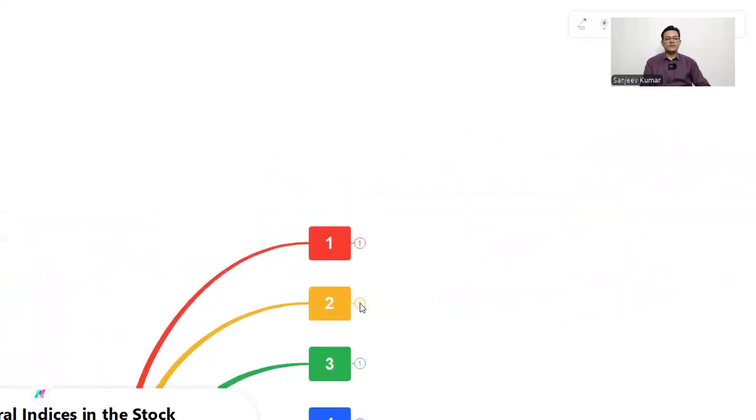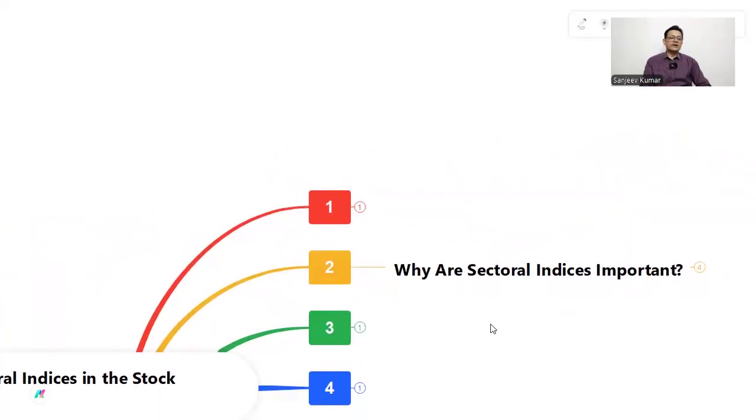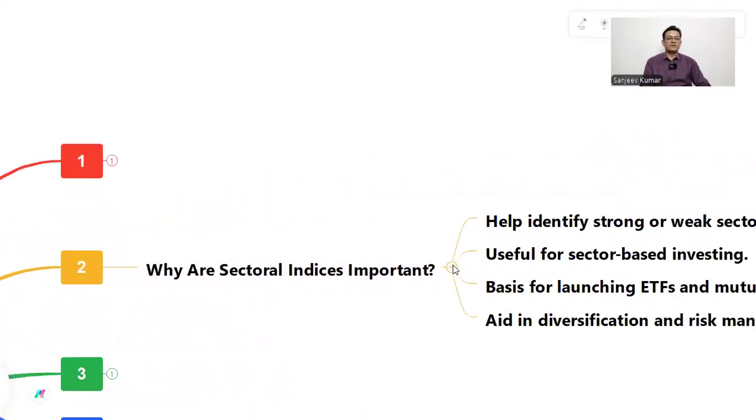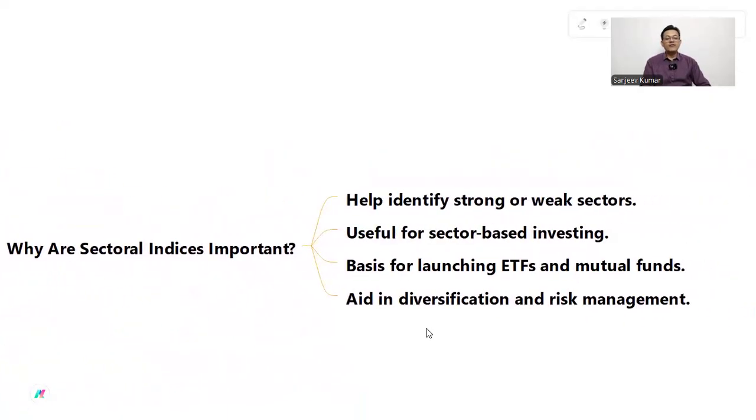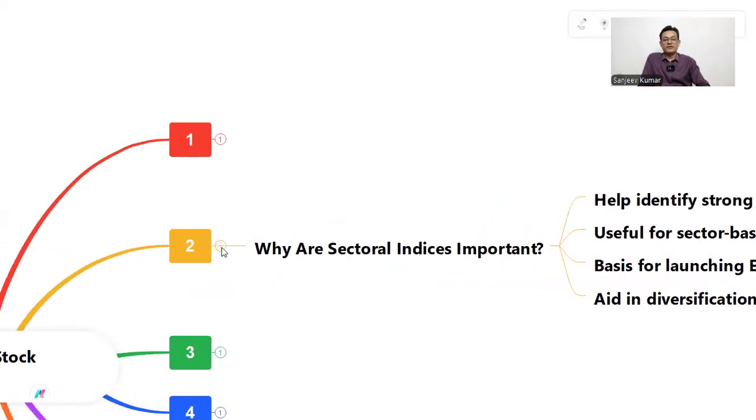Second point, why are sectoral indices important? It is helpful to identify strong or weak sectors, useful for sector-based investing, basis for launching ETFs and mutual funds, and aids in diversification and risk management. So if we forget sector, then diversification will be very difficult. And if we hold all the companies from one sector, it will be very risky for all of us.